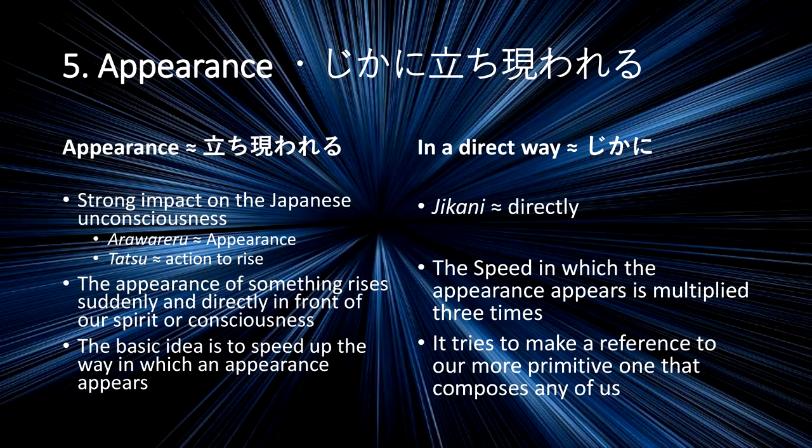appearance, which in Japanese is tachi arawaru. And then we will work on the indirect way, which is jikan. Okay? So, appearance, or jika ni tachi arawaru. First, we're going to have a look at tachi arawaru, which is here. This concept also has a strong impact on the Japanese consciousness, because when you hear this word, you hear arawaru, which can be translated as appearance, and then you've got the word tatsu, which is the action of rising, okay? So there is some kind of appearance that just rises, okay?